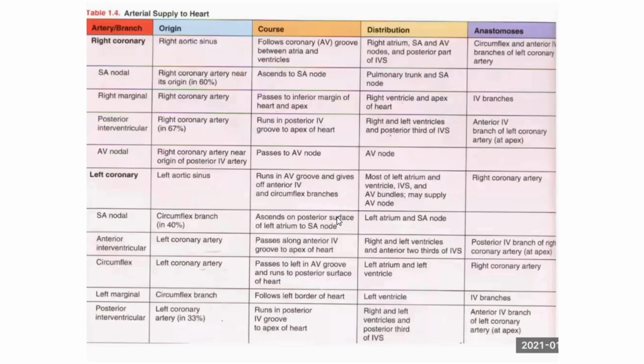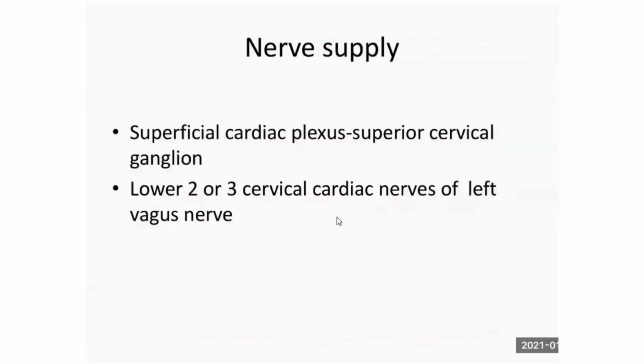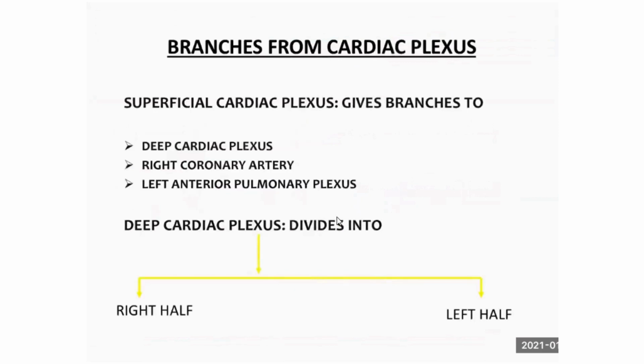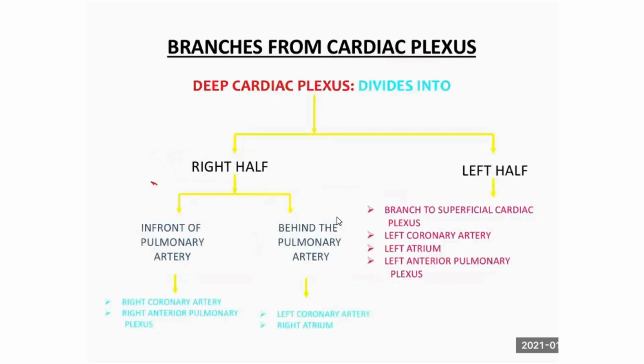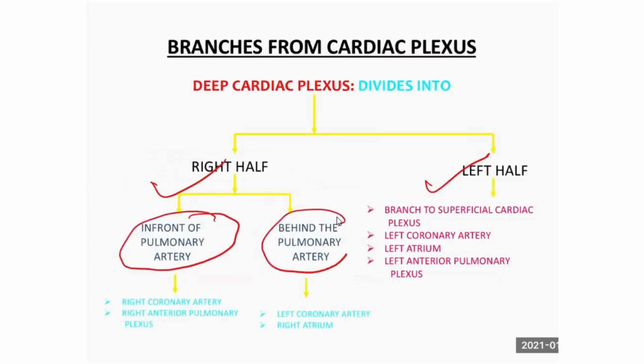Now, the nerve supply of the heart. The superficial cardiac plexus is from the superior cervical ganglion and the lower two or three cranial nerves. There are two types of cardiac plexus. The superficial gives branches to the deep and to the right coronary artery. The deep is further divided into right and left. What is the location of the deep cardiac plexus, and where does it supply?